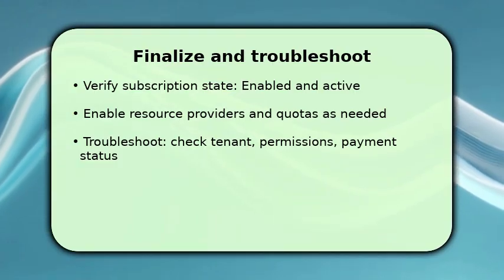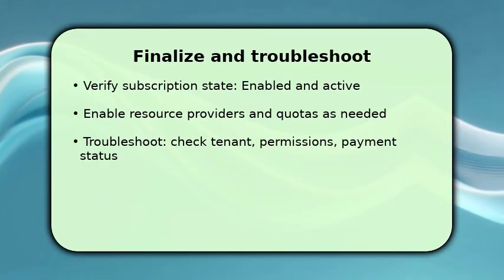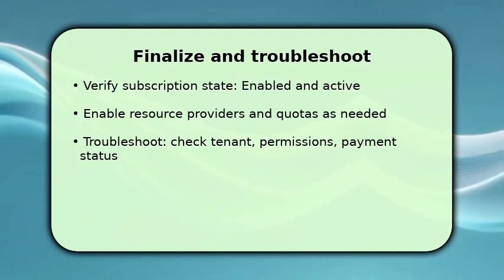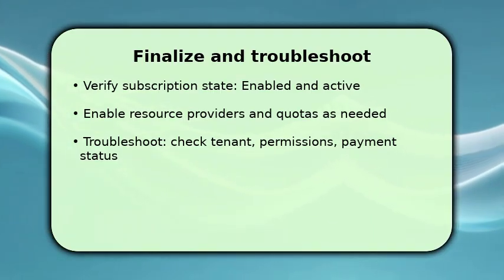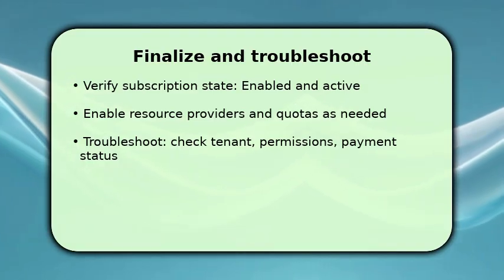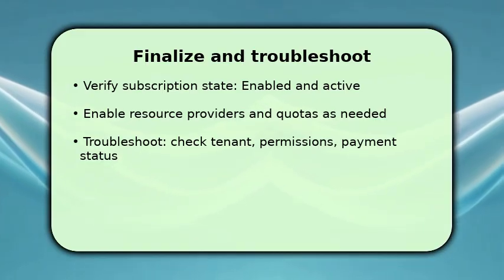You should also request quota increases if you plan high-scale workloads. Once active, deploy a test VM or storage account to confirm provisioning works. If something fails, check 3 things first: tenant selection, RBAC permissions for your user, and payment method or billing holds. These are the most common blockers and usually resolve the issue quickly.